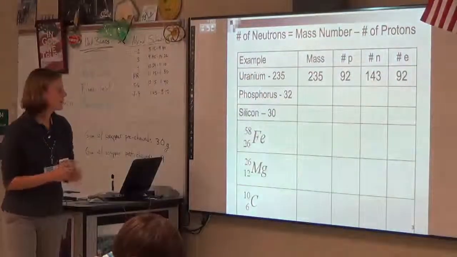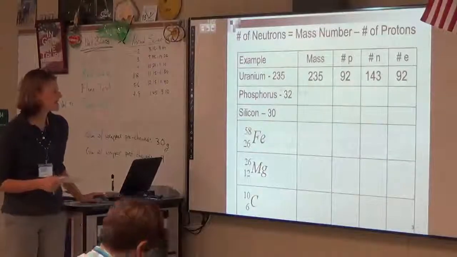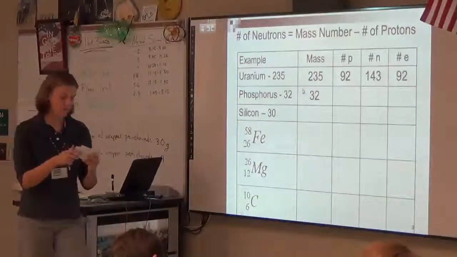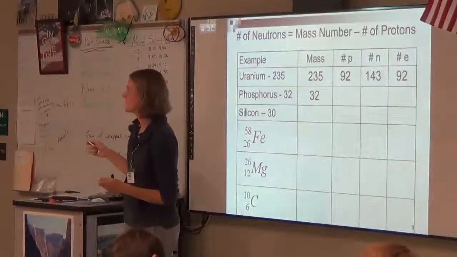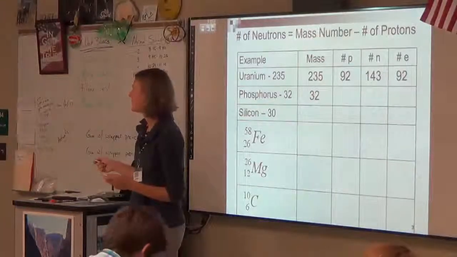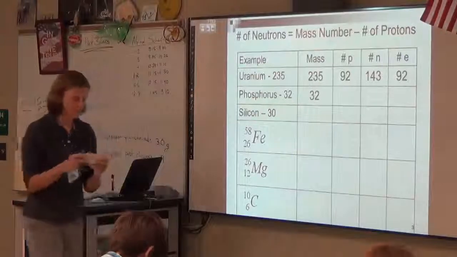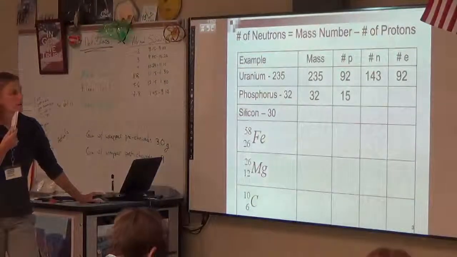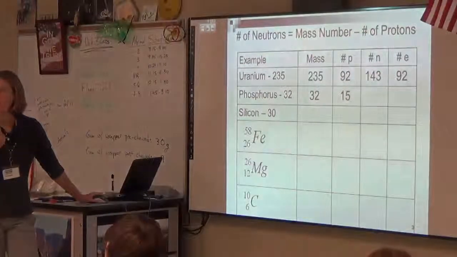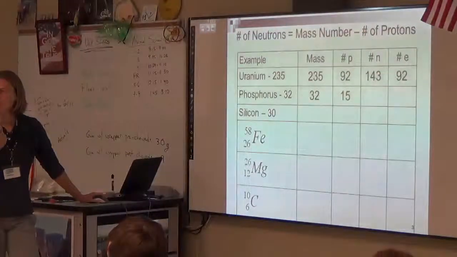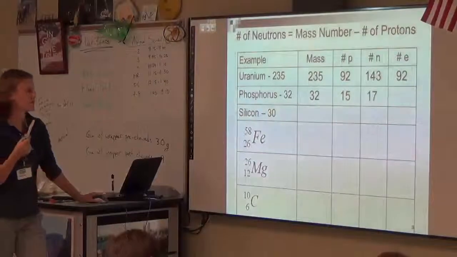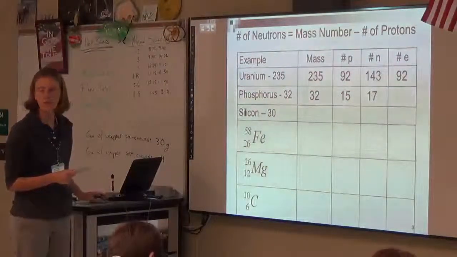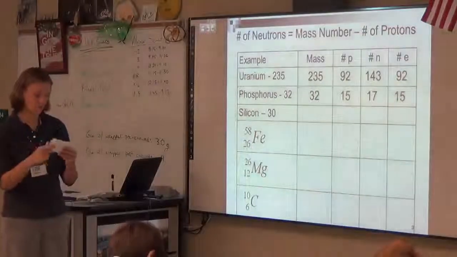All right, let's see if we can go a little quicker. Ethan, what's the mass of phosphorus-32? 32. Will, look up phosphorus, which is P. How many protons? 15. Alan, how many neutrons? 17, good, just subtract. And Taylor, how many electrons? 15, got a match.